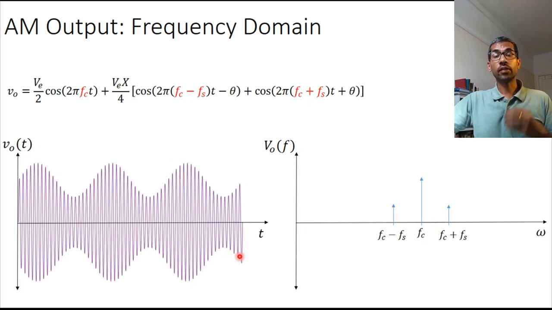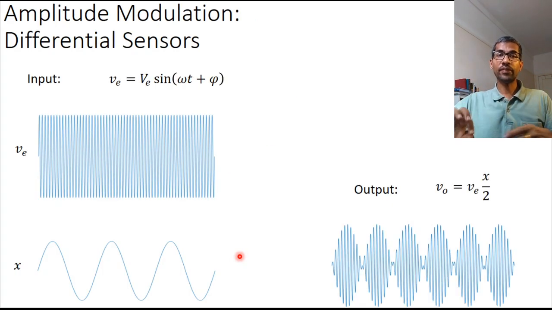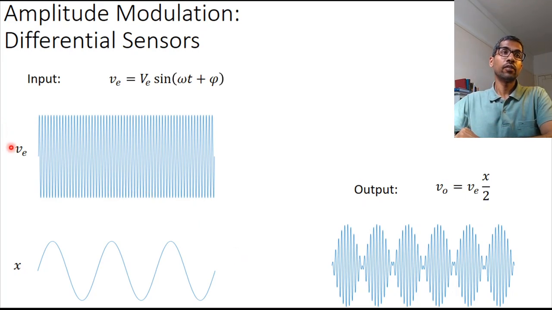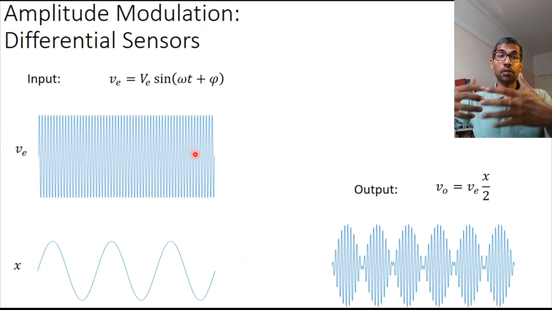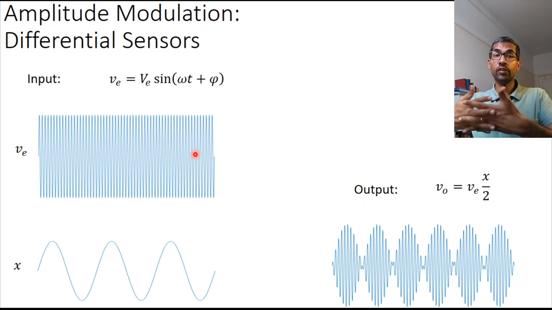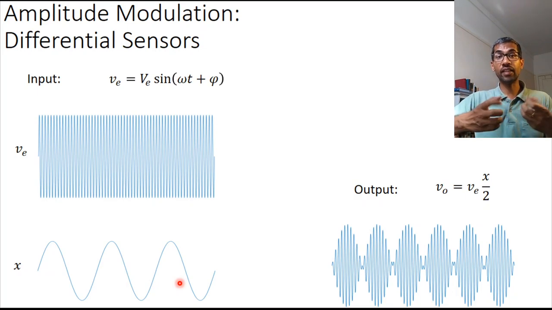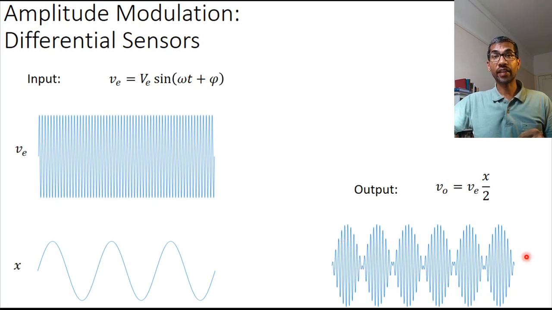Okay, so this is the case when we have single sensors, not differential sensors. What happens when we have a differential sensor? Again, you have the carrier wave, which is the input to your bridge circuit, to your signal conditioning circuit, and you have the message signal, which carries the information about the physical quantity, which is X, and the output in the case of a differential sensor is VEX/2, and so the signal looks like this.